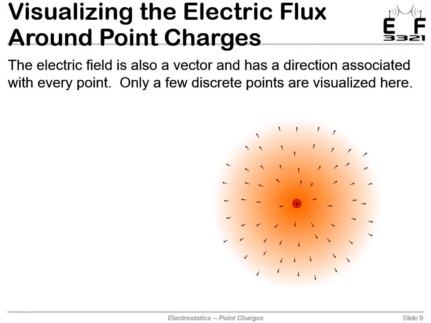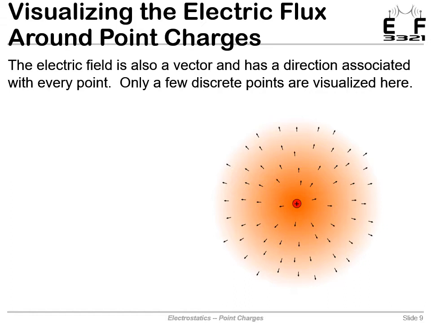It is also a vector quantity. While it looks like a cloud or a fog, each point pushes in a specific direction. And in the case of a point charge, that push is away from positive charges, in the direction directly away from that charge. So here I'm visualizing the direction of the electric flux at randomish points throughout this cloud surrounding a point.